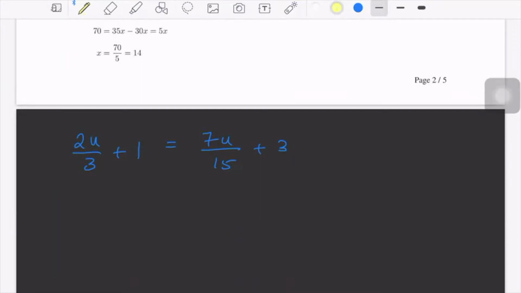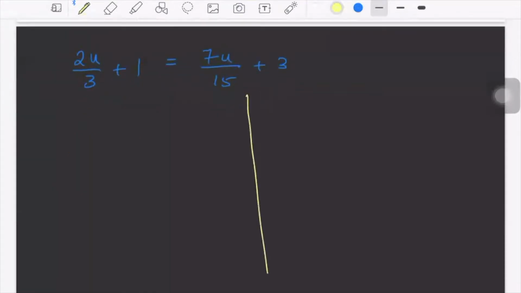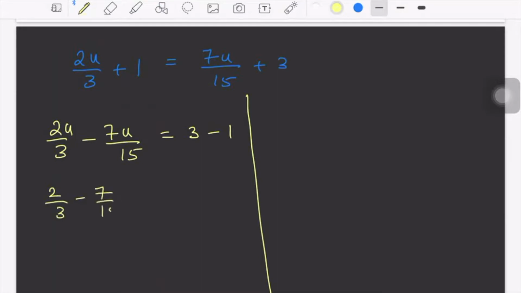You can do that. Otherwise, you can get rid of fractions as well. So let's deal with fractions in the first method. So we have 2u by 3 minus 7u divided by 15 is equal to 3 minus 1. So we have 2 by 3 minus 7 by 15 times u is equal to 2.